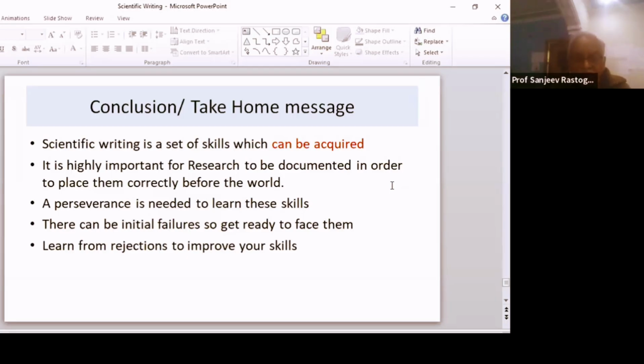But at the same time, you need to learn from the rejections. Whatever failures you might be facing initially, if you keep on learning from these rejections, believe that you would be improving your skills, and eventually and ultimately, finally, you would be turning into an accomplished or established scientific researcher. So thank you very much.